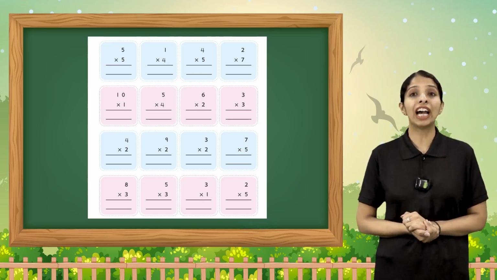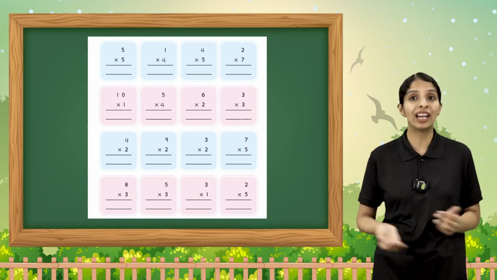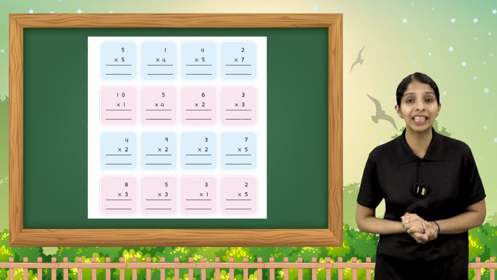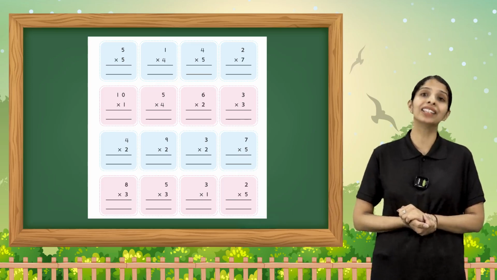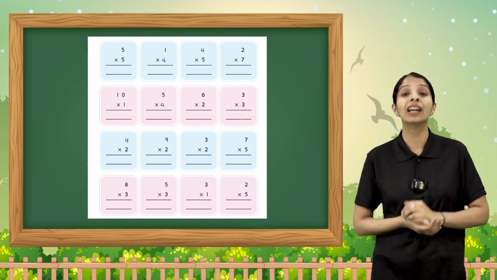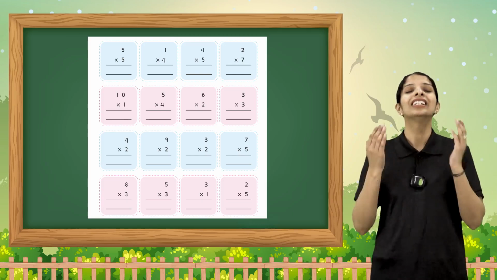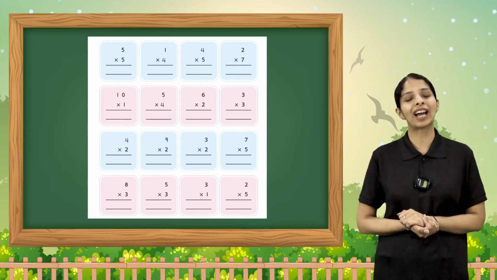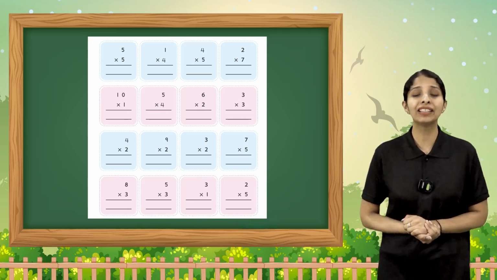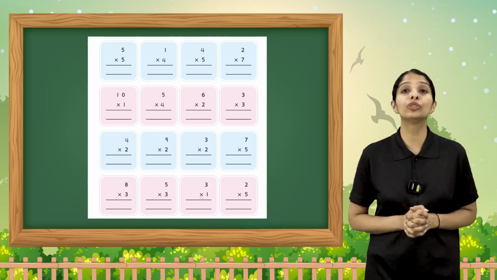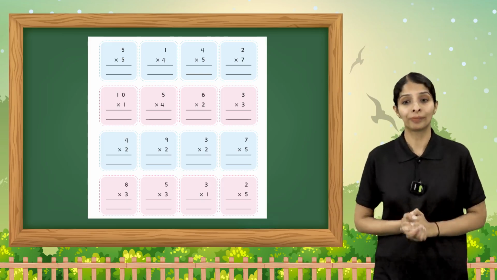Next, 7 into 5. 7 into 1 equals to 7. 7 into 2 equals to 14. 7 into 3 equals to 21. 7 into 4 equals to 28. 7 into 5 equals to 35. So you will write 35. Next, 8 into 3. 8 into 3 is 24.